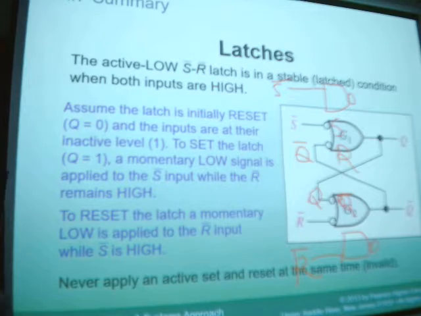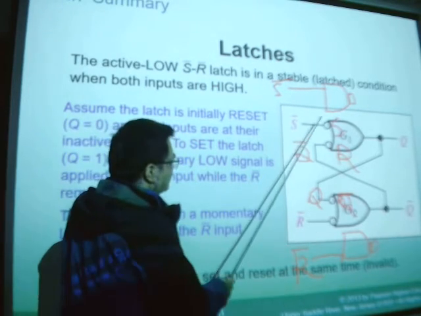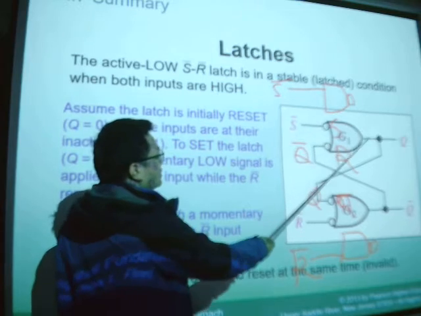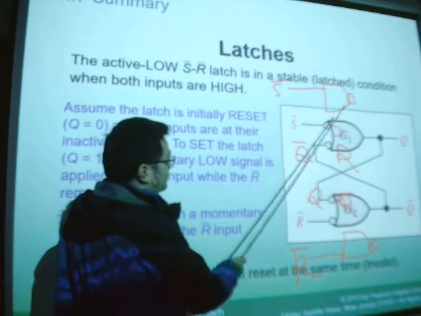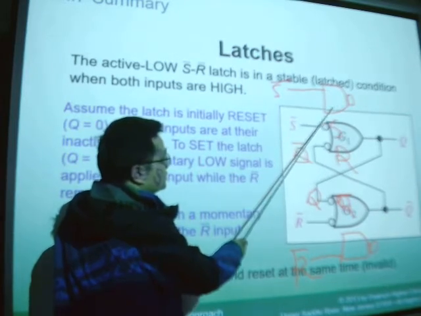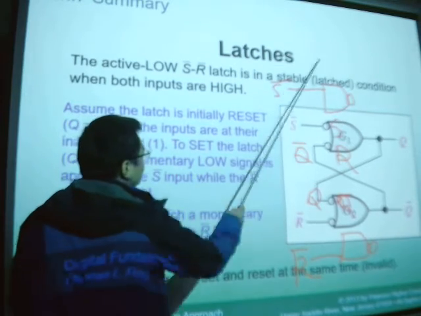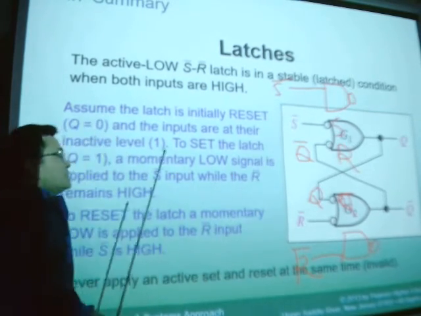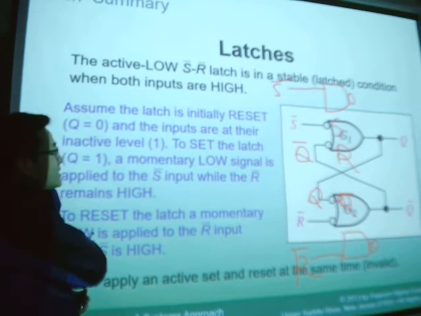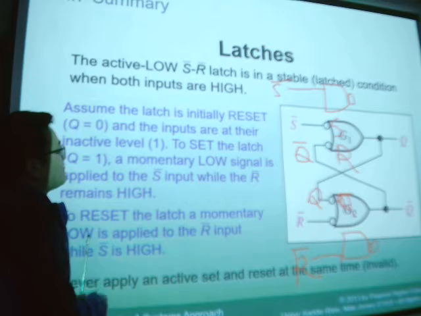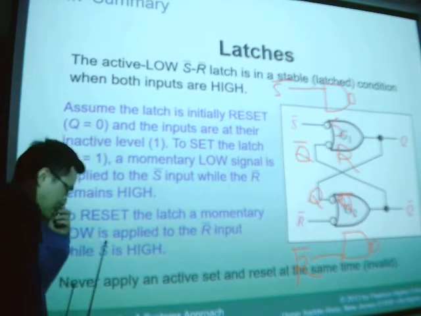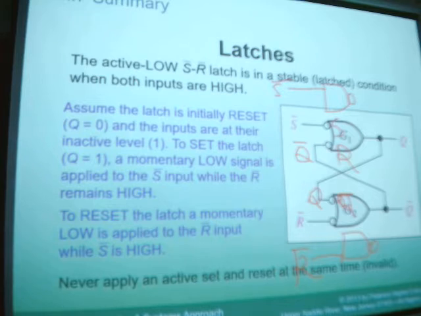Right? If we want to move the two inverters to the output, we must change the OR gate to an AND gate. So this gate will be a NAND gate. AND gate.